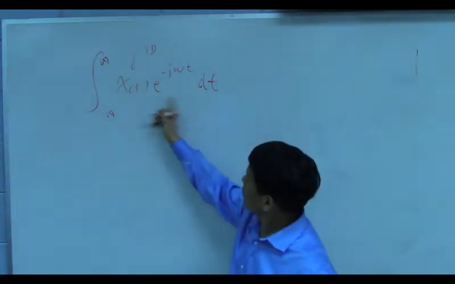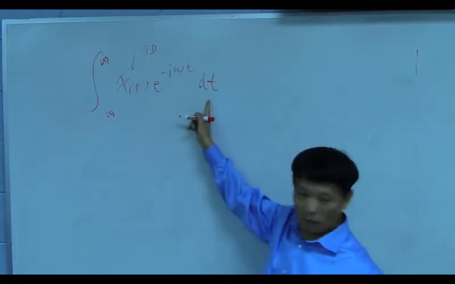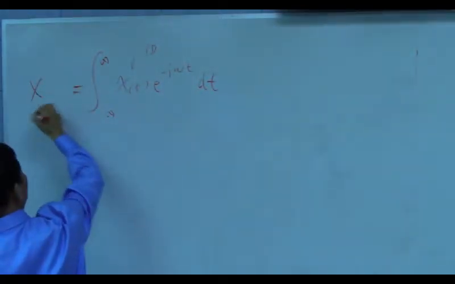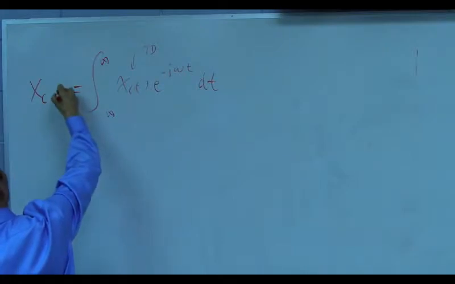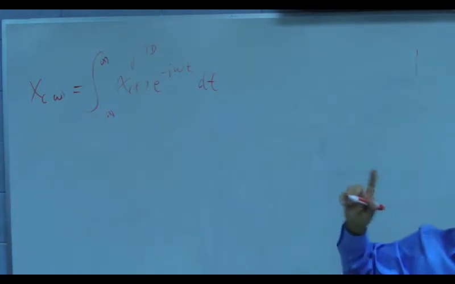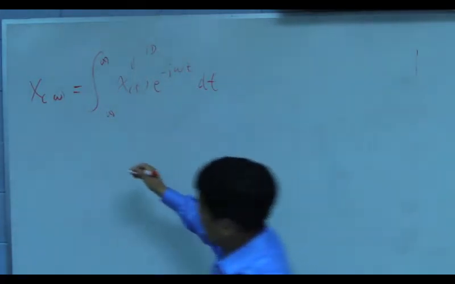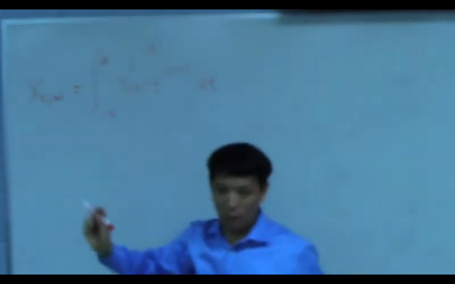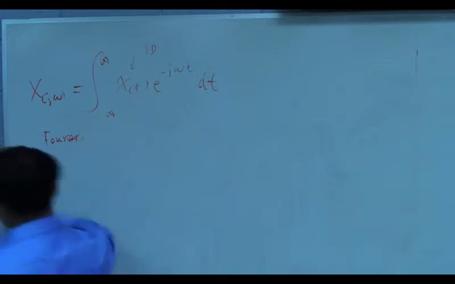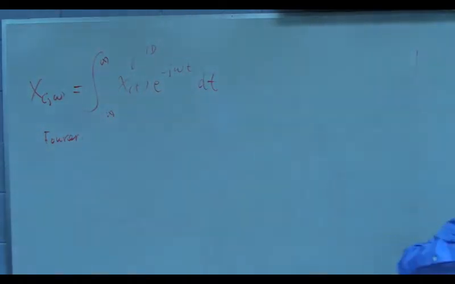And you can see after the evaluation, this t will be gone, right? We have only a function of omega. So we have capital X corresponding to small x, with the omega. The integration variable t will be gone, and we have only a function of omega. Sometimes we write this as j omega. That doesn't matter, right? j is a constant. So this is called the Fourier transform, invented by Fourier, right? That's trivial.